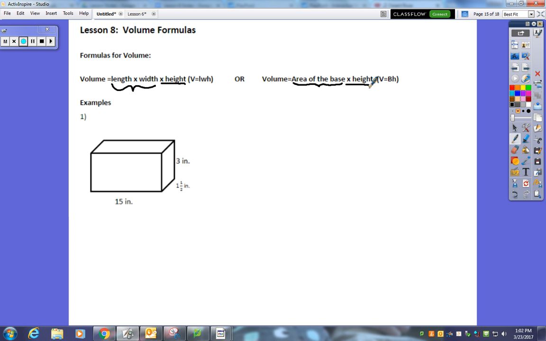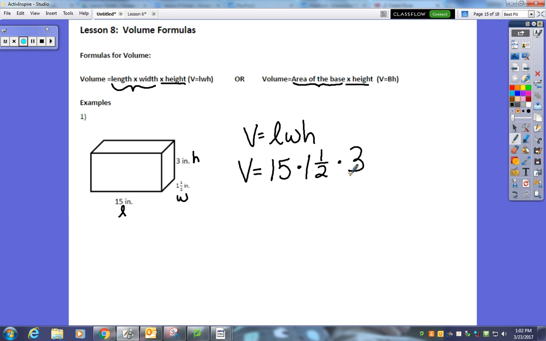So in the first example, from the picture, I'm given my length, my width, and my height. Because I'm given those three dimensions, I'm going to use the first formula. V equals length times width times height. I'm going to plug in the numbers I know. I don't know the volume, so I leave that as V. The length is 15. The width is 1 1/2, and the height is 3. Now, it doesn't really matter which order you put those in because depending upon how you're looking at the rectangular prism, those can be interchangeable.